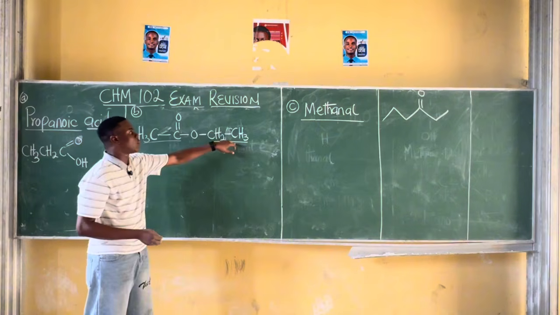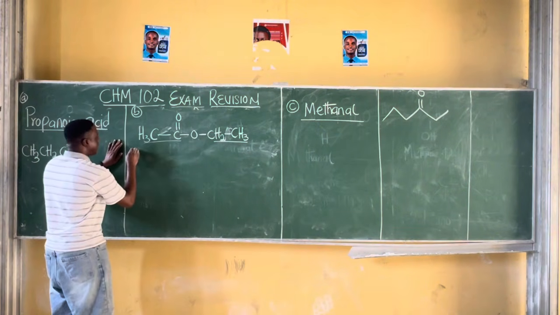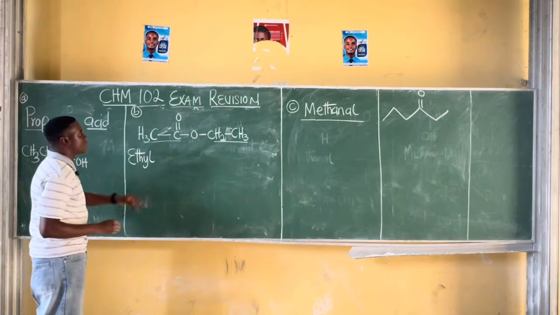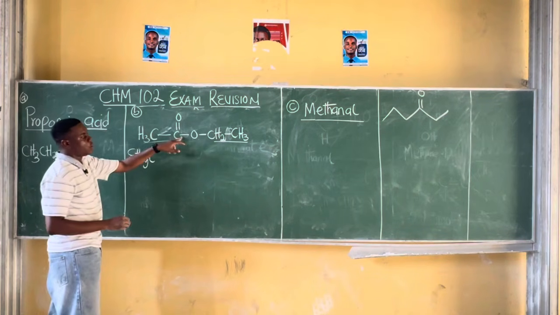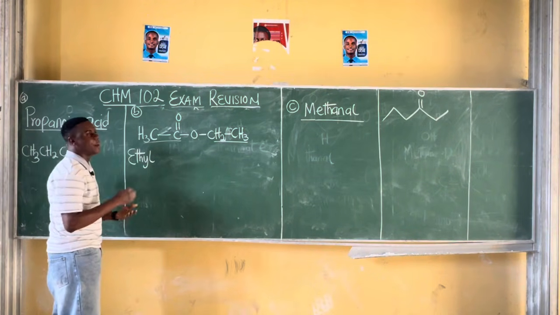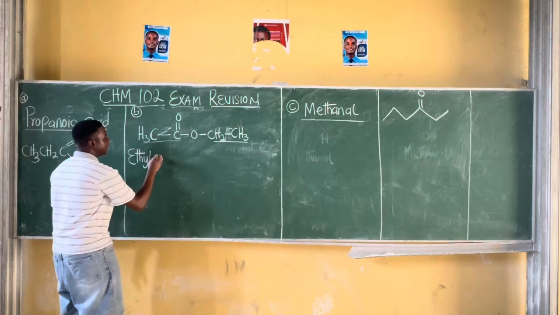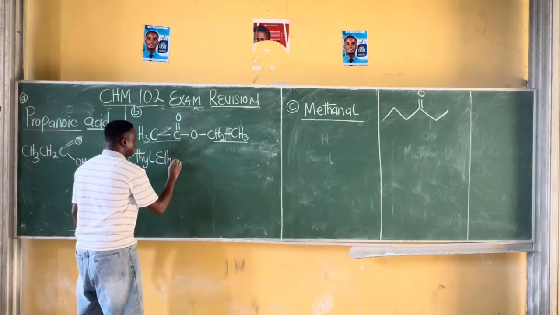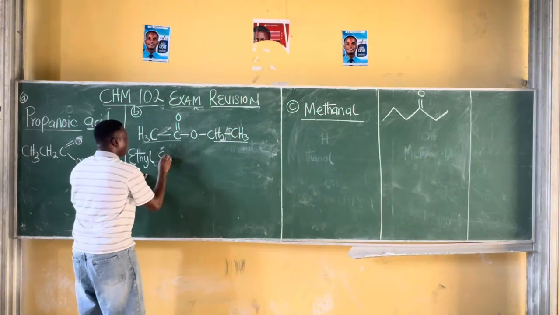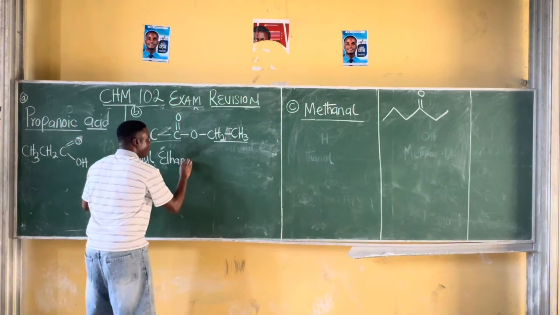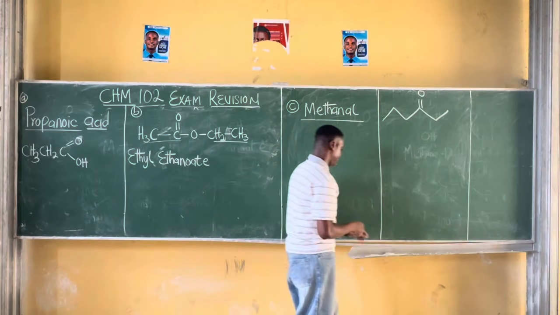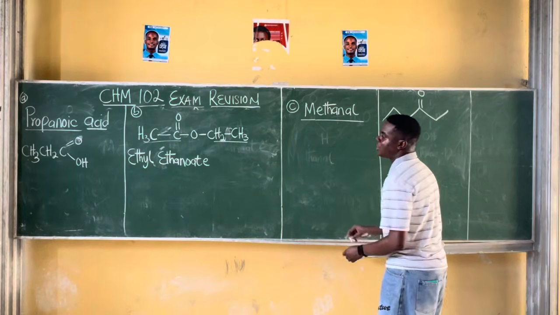So this one now contains 2 carbons. So it is called what? Ethyl. Now, it is ethyl. So let's look at this other side. This other side contains what? 2 carbons. You can see it, right? So since it's 2 carbons, you name it as ethanoate. So it becomes ethyl ethanoate. All right, so that is for that one.